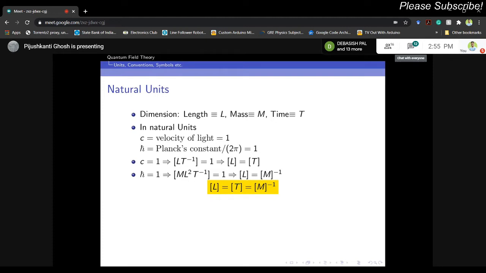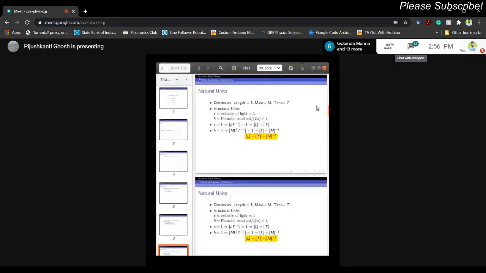Now, h bar is nothing but angular momentum. Now, why angular momentum? Why angular momentum? Can any one of you tell why angular momentum? Dimension of h bar?